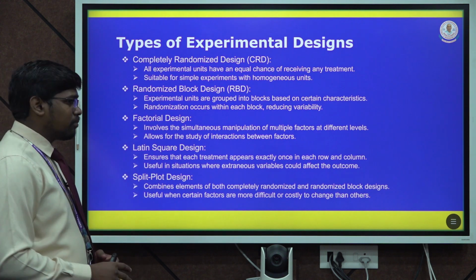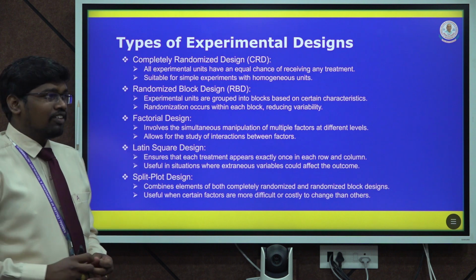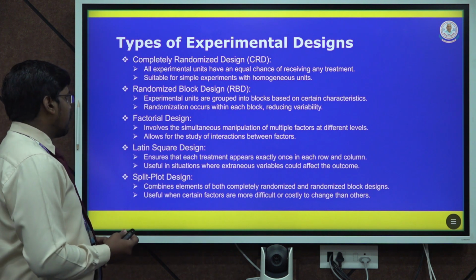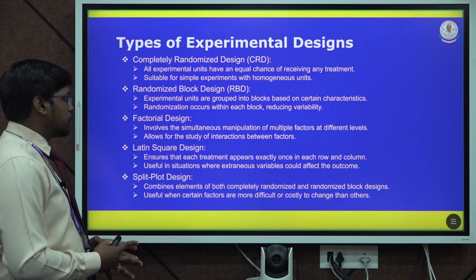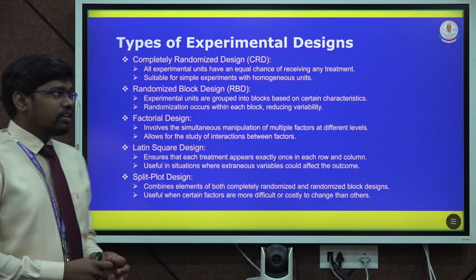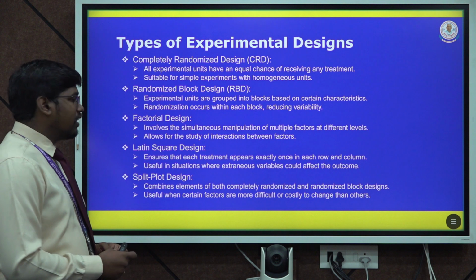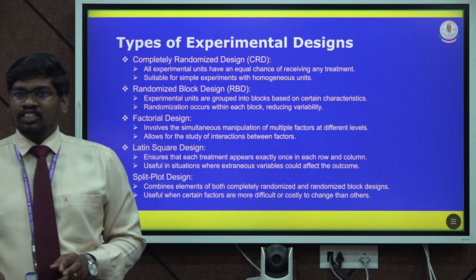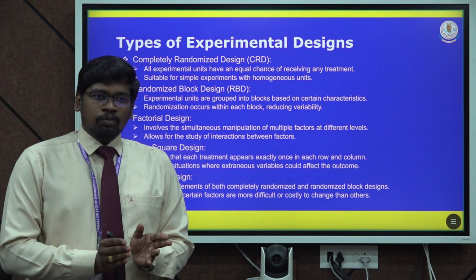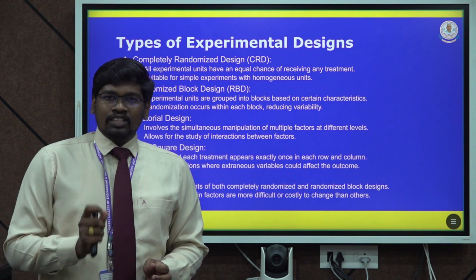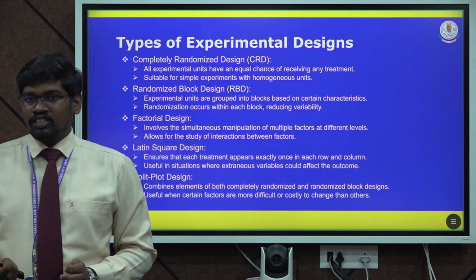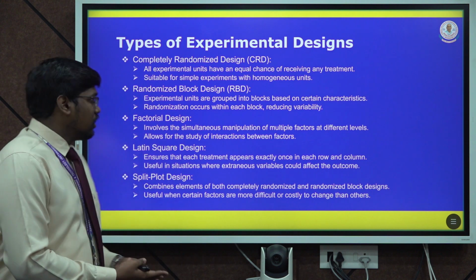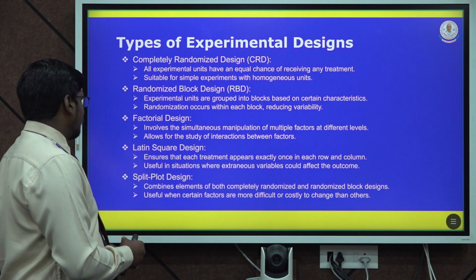In completely randomized design, all experiments will have an equal chance of receiving any treatment. So it is suitable for simple experiments with homogeneous units. Next one is randomized block design. In this experiment, the experimental units or the variables are grouped into blocks based upon certain characteristics of the experiment. Here the randomization will happen inside the blocks. So inside the blocks it reduces the variability.